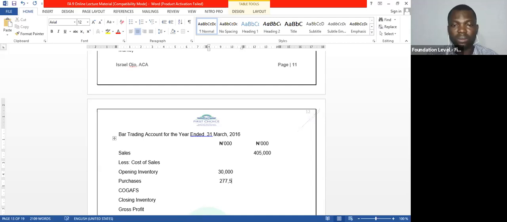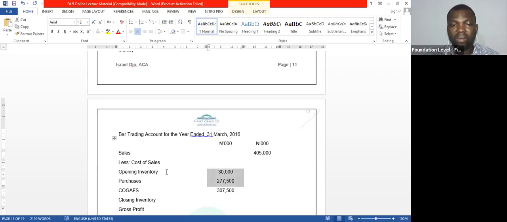277,500. Now we need to add this together. So we get our calculator. In the exam, please, if you know you're not too good in adding things just by looking at the figures, please always endeavor to press your calculator. So we do 30,000 plus 277,500. They give us a total of 307,500. That's our total value that we have.